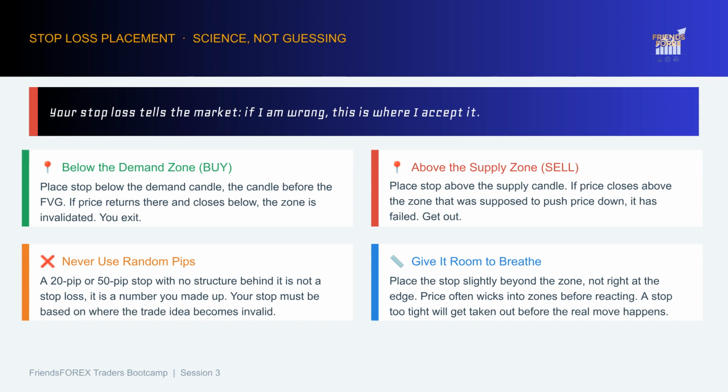Stop loss placement is a science, not just guessing. Your stop loss tells the market, if I am wrong, this is where I accept it. For a buy, place it below the demand candle. For a sell, place it above the supply candle. Never use random pips. Your stop loss must be based on where the trade idea becomes invalid. I call this the invalidation point.